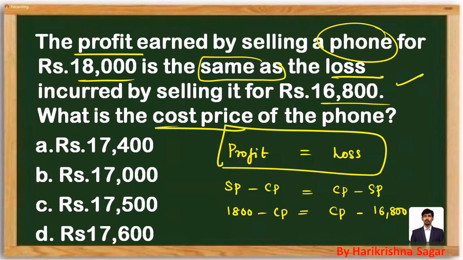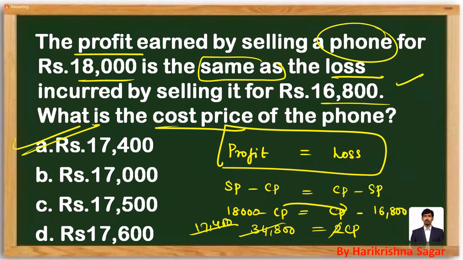So in this, selling price minus cost price is equal to cost price minus selling price. The selling price here is 18,000 and the selling price here is 16,800. If you bring this to this side, we can say 2 times the cost price is equal to 34,800. From this data, the cost price will be equal to 17,400, which is available as option A. Mark it as the answer choice. I hope it is clear. Look at the next question based on a similar pattern.